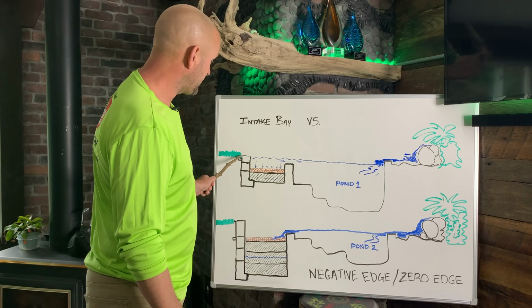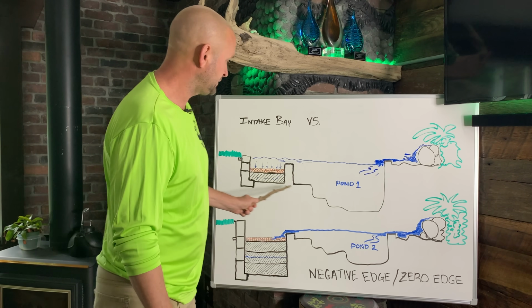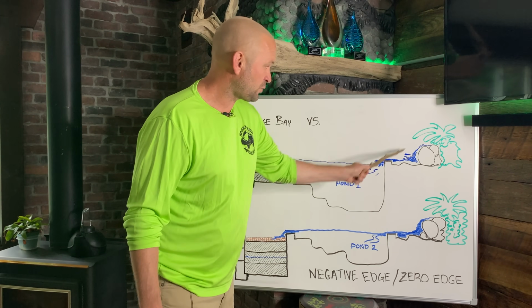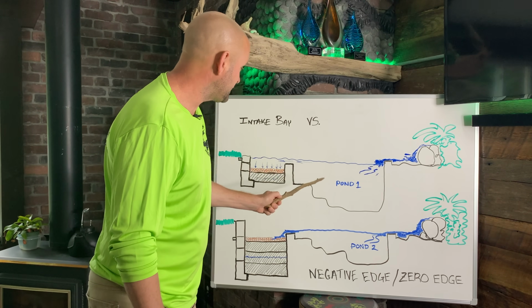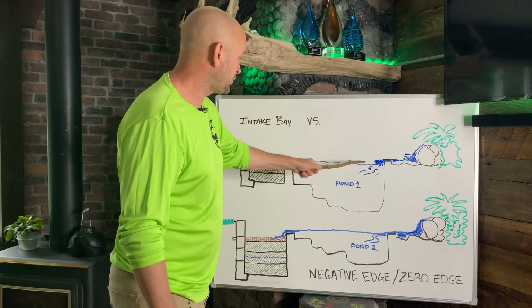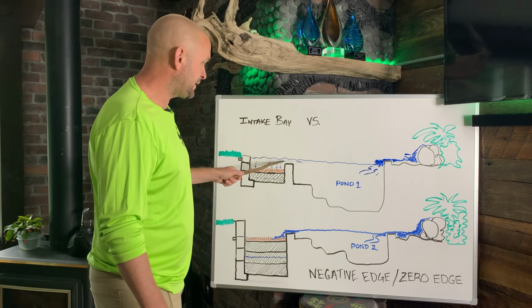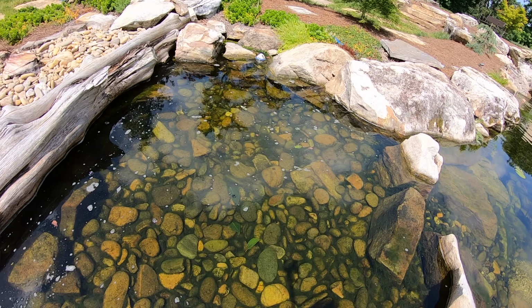So if you can see here, this is the edge of your pond excavation, okay? This is your waterfall coming down in. I'm gonna explain some basics. And then this is your pond water. So the intake bay right here is built into the side of your pond.